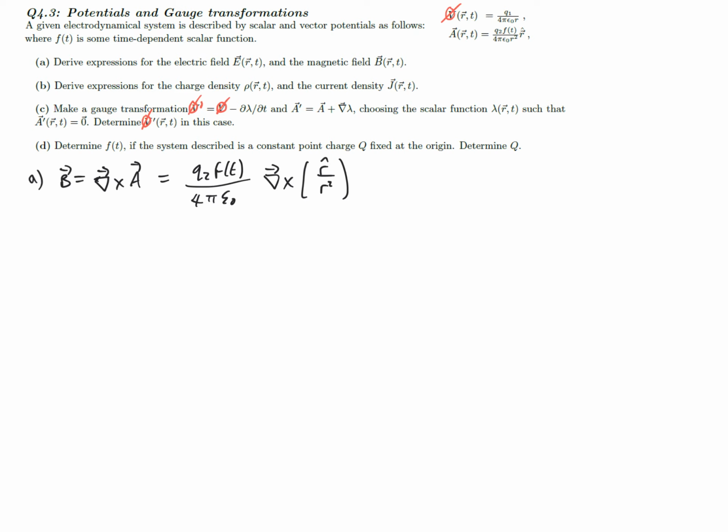One way of seeing that is to express this object r hat over r squared as minus the gradient of 1 over r, and then notice that the curl of the gradient is equal to 0.